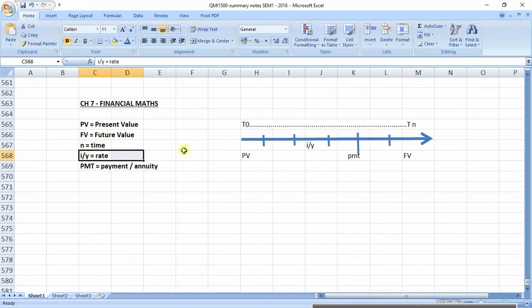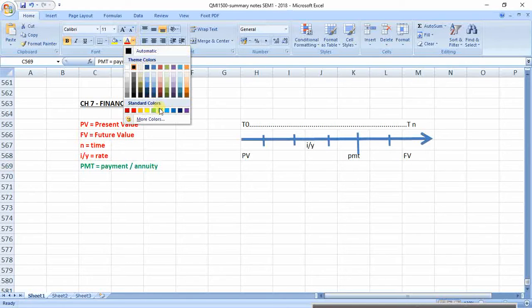Your I over Y is the rate. I over Y is the rate that's applicable to this period, meaning if I've got 10%, 15%, 20%, 30%, that's the amount of interest that I'm earning for the period. And then the last thing that you could possibly have, remember, these 4 are the most important. In terms of bare minimum, you have to have 4 variables. You can have a 5th, but the 5th is only applicable when you have what?